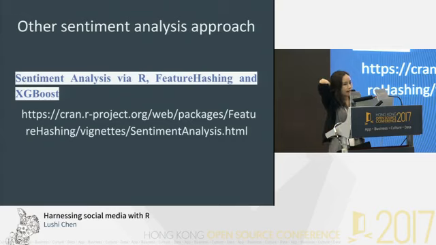Okay, so other sentiment analysis approaches. Other than using the word list, you can also use XGBoost or feature hashing and a machine learning kind of approach to predict sentiment. But with this approach, you need to manually label thousands of tweets or Facebook status updates. And then you use a machine learning model to predict the labels. Or you can try TensorFlow, just as Chainsaw just showed you.